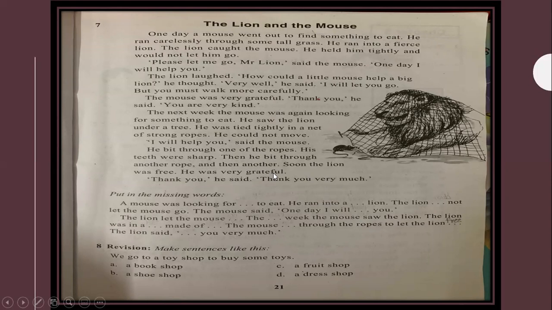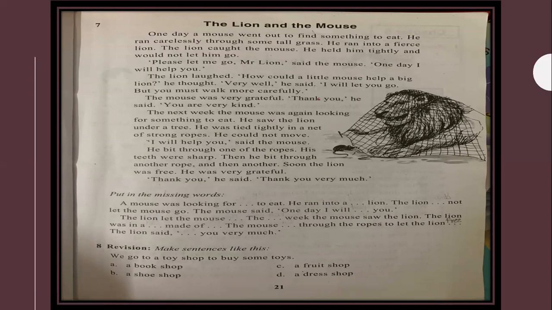It's a simple story about the lion and the mouse. All of you read this again after this lesson. And then what to do? We have to fill these blanks which are related to this story. Some words are missing, so you have to find them from the story and fill the blanks. Let's do it together. I will tell you, then you will do it in your books after this class.